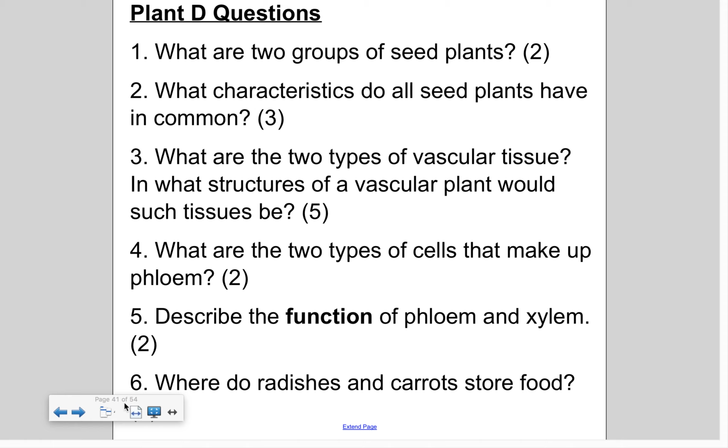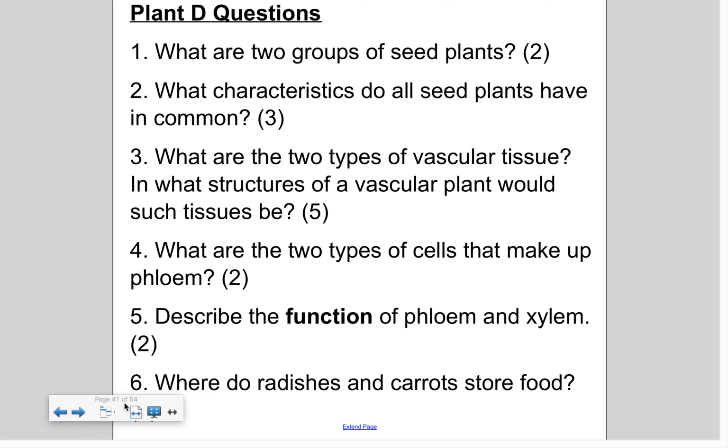Still chugging our way through section 9.3, talking about seed plants. We started this section talking about how seed plants are categorized into two groups: angiosperms, flowering plants, and gymnosperms, cone-bearing plants. And then we just started a discussion about some common characteristics that all seed plants have.